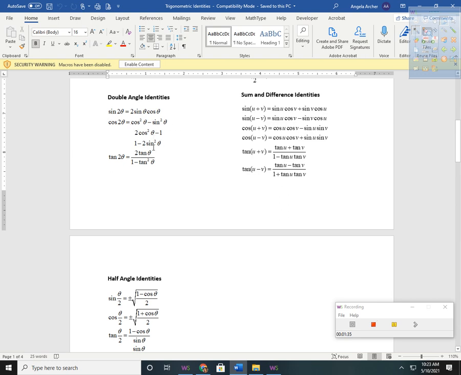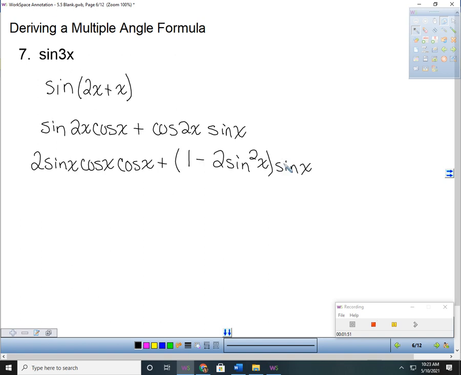The reason I chose the 1 minus 2 sine squared theta is because I noticed that I'm getting down to all sines or all cosines, and so I chose to go with trying to get everything down to all sines. And I put this in parentheses because it's cosine 2x times sine x, and when I replaced the cosine 2x, I got two separate things. So I'm going to go ahead and simplify this.